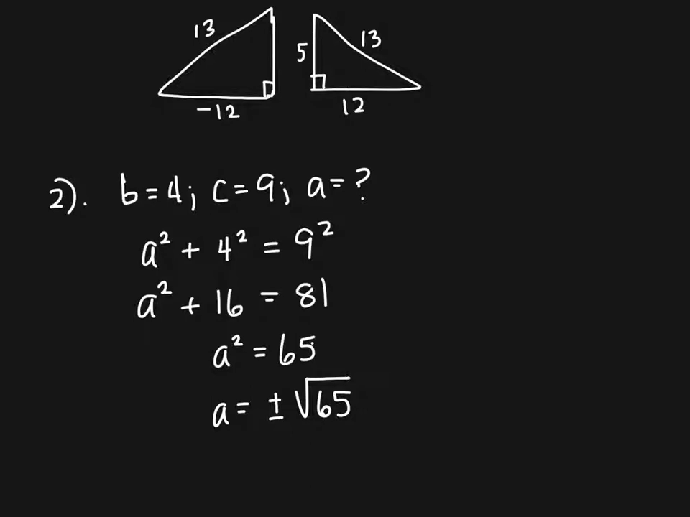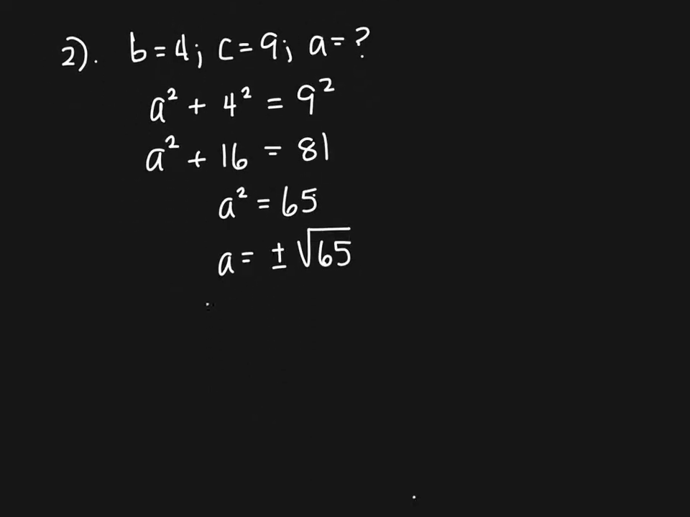So what would it mean for A to be positive or negative? If it's positive, the square root of 65 would look like this, with 9 and 4. And what do you think it would look like for the negative square root of 65?